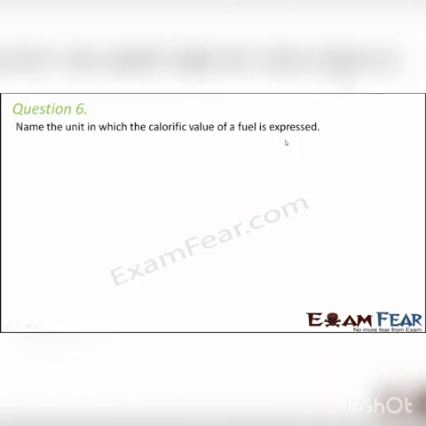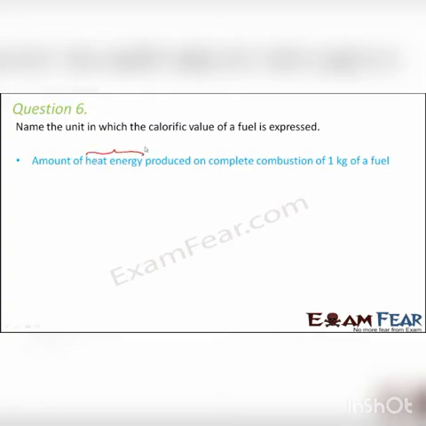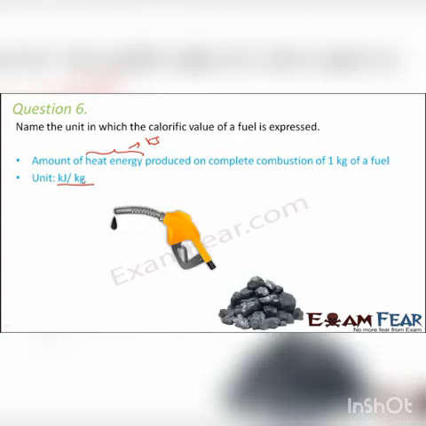Question number 6. Name the unit in which the calorific value of a fuel is expressed. Calorific value is the amount of heat energy which is produced on complete combustion of 1 kg of fuel. Heat energy, the unit of energy is joules. Now here we are talking about huge amounts of energy, so we use, say, kilojoules. So the unit in which we will measure this is kilojoules per kg. That means how many kilojoules of energy are being produced by 1 kg of the fuel. So the unit is kilojoule per kg.